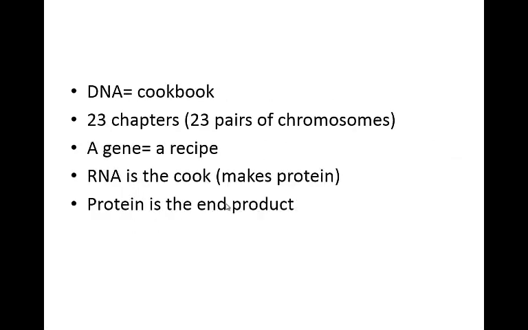So another way to think about this is DNA is kind of like a cookbook that you have inside of your cells. In humans, we have 23 chapters, or 23 pairs of chromosomes, for a total of 46 chromosomes. Remember, you're going to get 1 set from mom, 1 set from dad. That's what makes your total of 46. Each individual gene on the DNA, on these chromosomes, could be considered a recipe. RNA could be considered the cook because the ribosome is going to be responsible for making the protein, and then the protein is really the end product that is going to be produced.